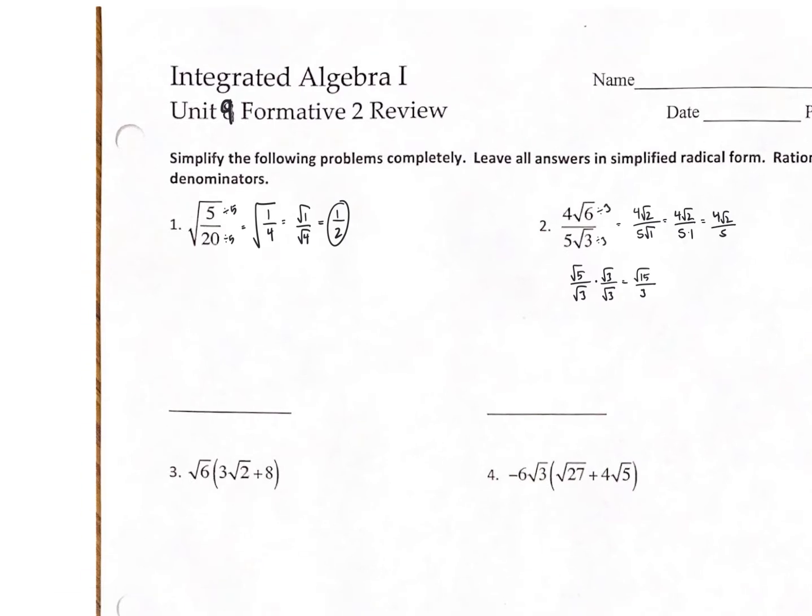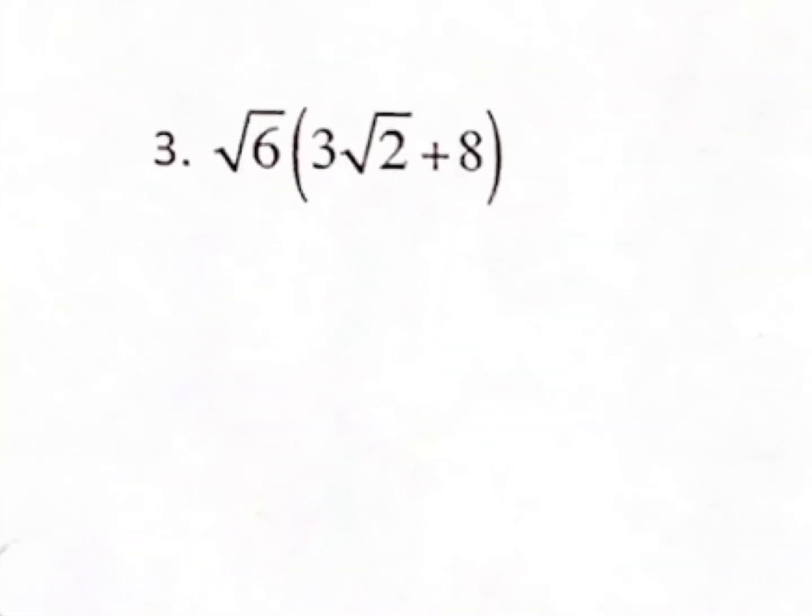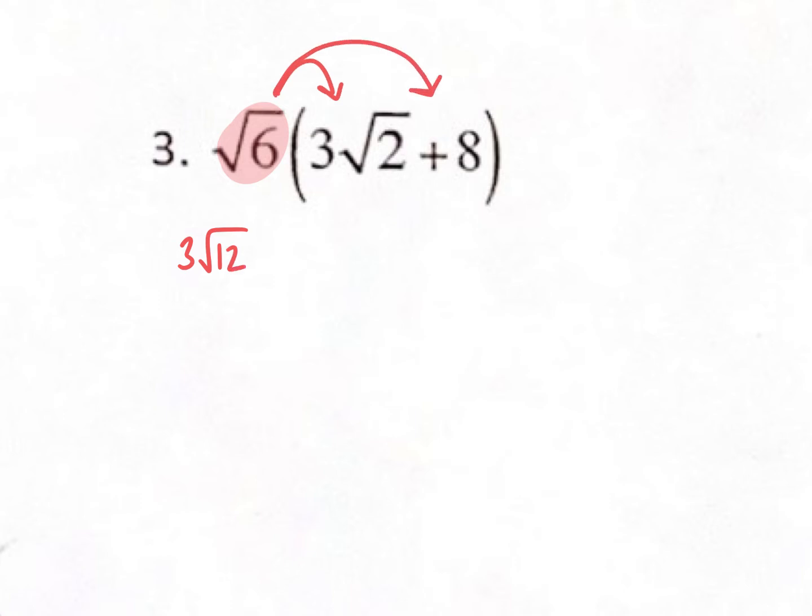All right, moving on to number 3. Number 3 moves us into the distributive properties, so I'm taking this entire number on the outside, square root of 6, and I'm going to multiply that with both terms on the inside. So I'm taking square root of 6 times 3 square root of 2. And when I do that, I multiply the numbers outside together, and I multiply the numbers inside the square root together. So I get 3 square root of 12. Then I take the square root of 6 and multiply it by 8. Again, same thing, I get 8 square root of 6.